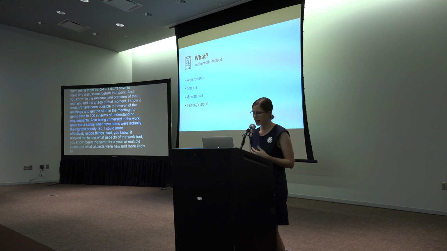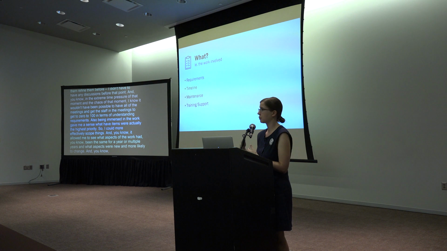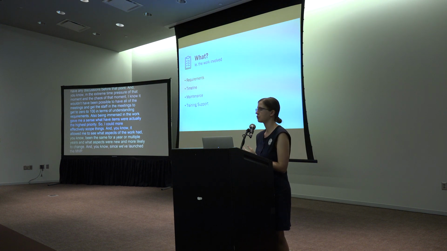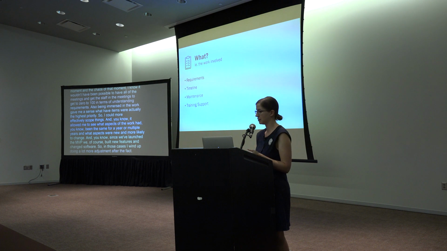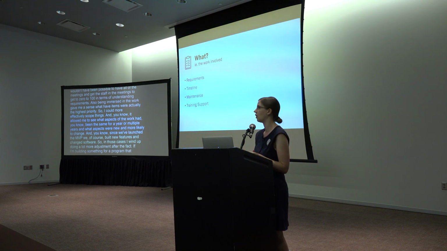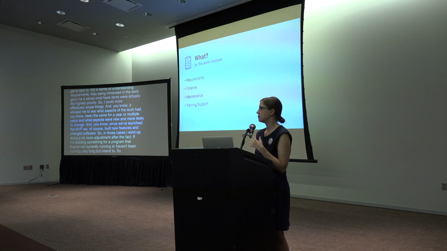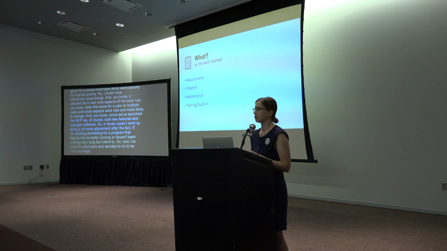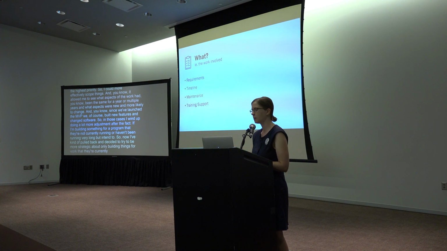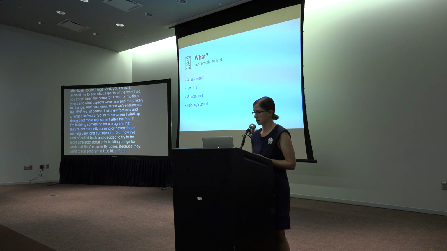Since we've launched the MVP, we've, of course, built new features and changed the software, so in those cases, I wind up doing a lot more adjustment after the fact. If I'm building something for a program that they're not currently running or haven't been running very long but intend to, there's more adjustment. So now I've pulled back and decided to be more strategic about only building things for work that they're currently doing, because they wind up running the program a little bit differently, or there are just things that you can't anticipate.